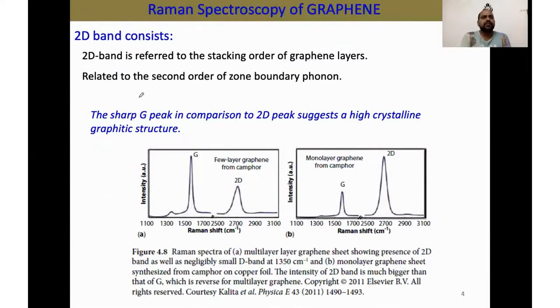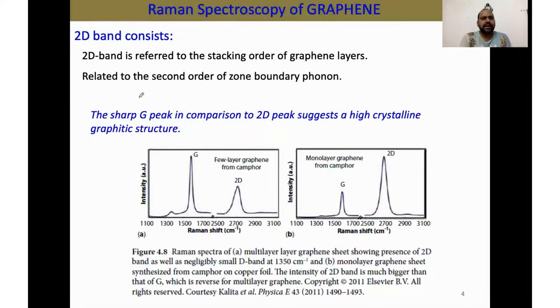So why are we observing the 2D band? D band is clear now, and G band, I think, is clear now. So 2D band refers to the stacking order of the graphene layers. Meaning if it is monolayer, then the 2D band will not be that much. But if there is any interaction layer to layer, if there is any stack, let's say the graphite case, then we are going to get the 2D peak. Or rather, we are getting this peak due to the second order of zone boundary phonons.